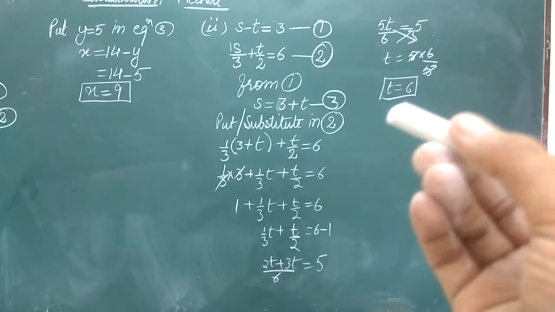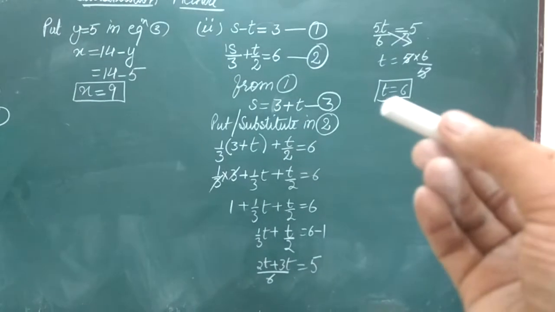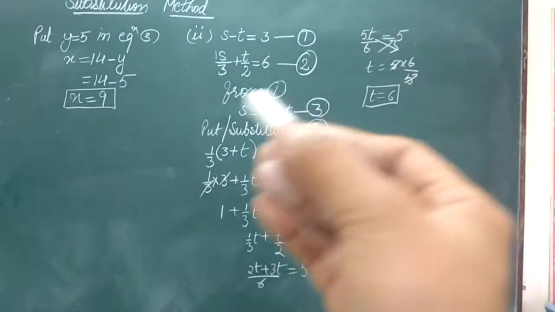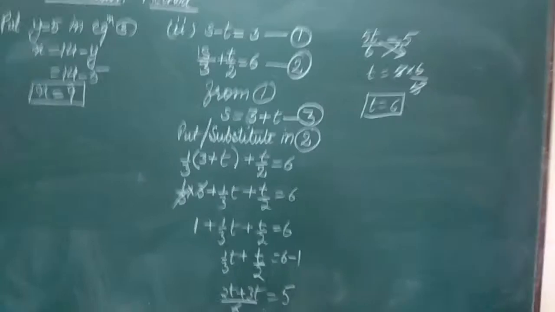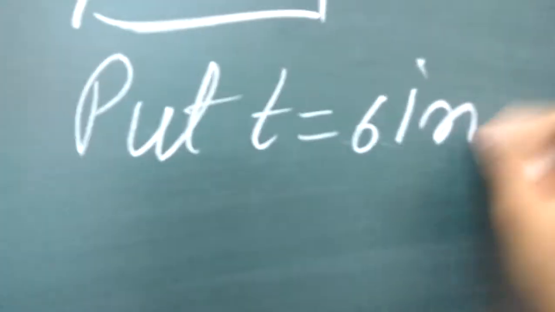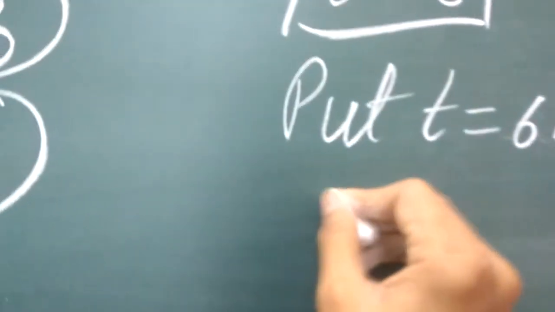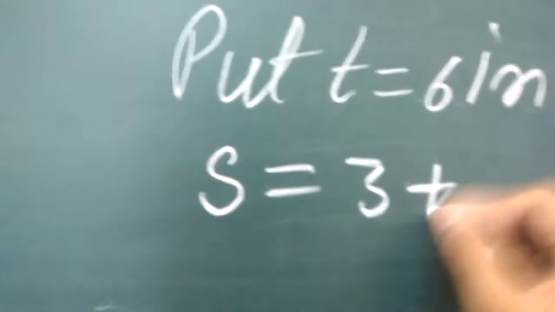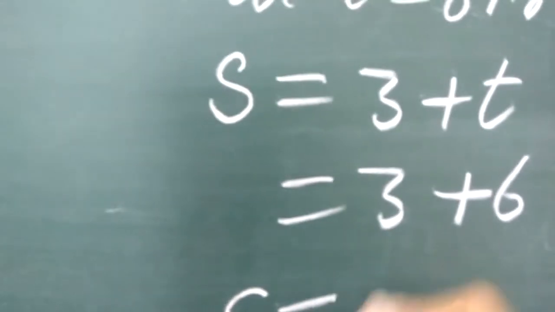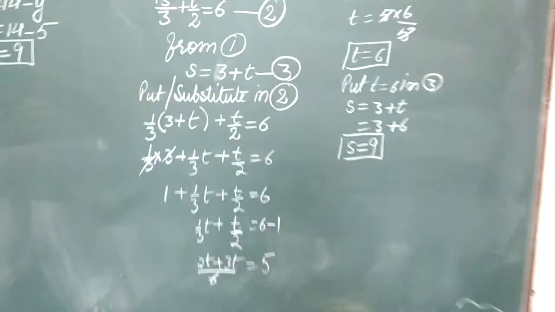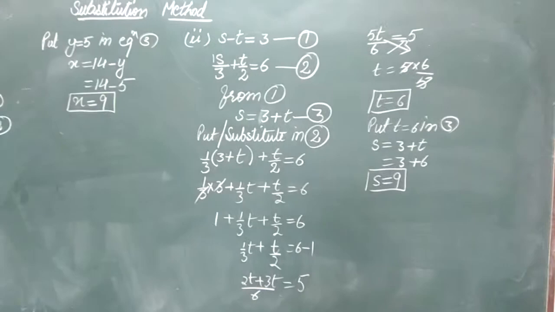You can put this value in any of the equations to get the value of the other variable. But here we have already segregated to get s. So we'll put this value in the third equation. So put t is equal to 6 in the third equation. We'll get s is equal to 3 plus t, 3 plus 6. So s is equal to 9. So in this way we'll get the two solutions for this equation.